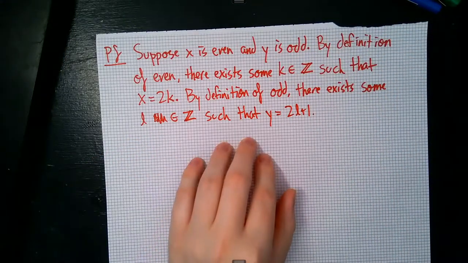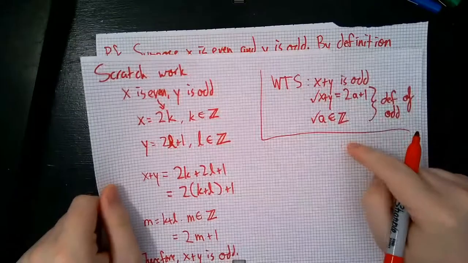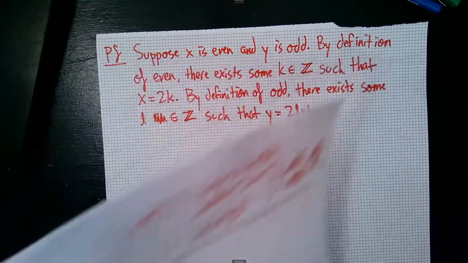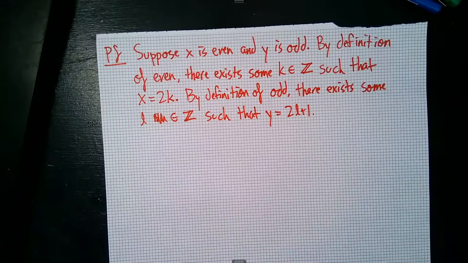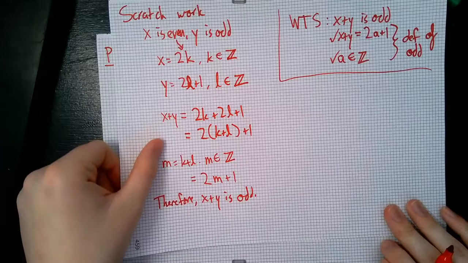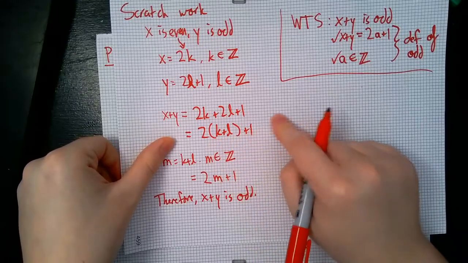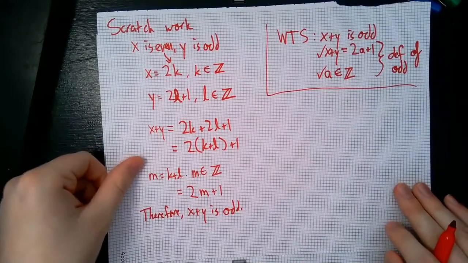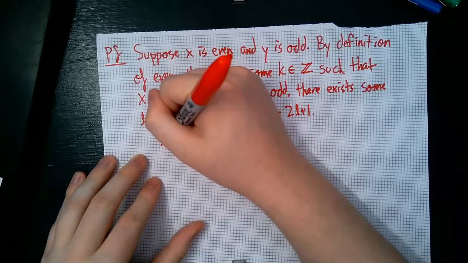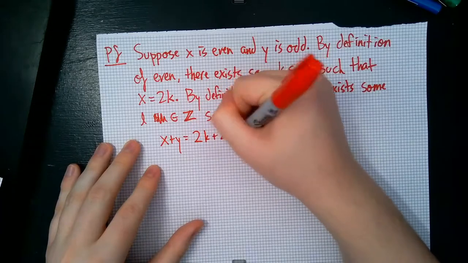So now we have all the setup, we can start attacking what X plus Y is, and remember that by this checklist here, we want to show that x plus y equals 2 times something plus 1, where that something is an integer. So that's the direction we're trying to go here. And we've already outlined what we're doing here in the scratchwork. That's why the scratchwork is really nice, because we can basically copy these sequences down and just make sure that we have citations for what we need to cite as needed. So what I'll do is I'll actually just start with x plus y equals 2k plus 2l plus 1.